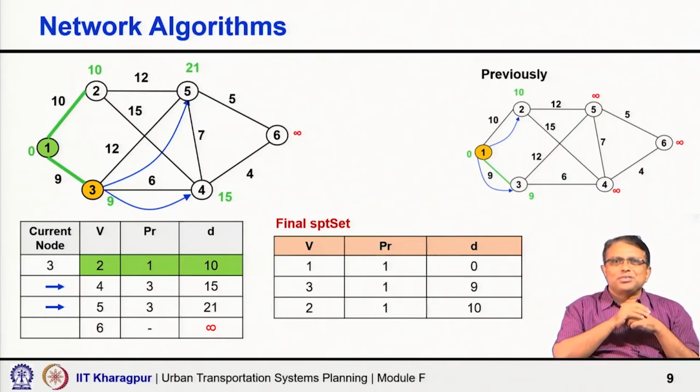Which is the cheapest? 10. For which vertex or node? 2. So, 2 is now permanently leveled. I have shifted 2 to the final SPT set with predecessor 1, cost 10. Remaining, I have 4 with 15 cost, 5 with 21 cost, 6 with infinity cost.